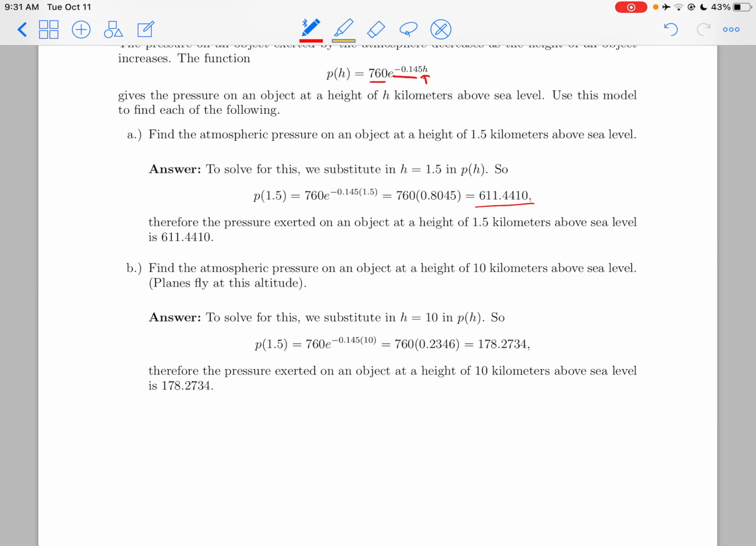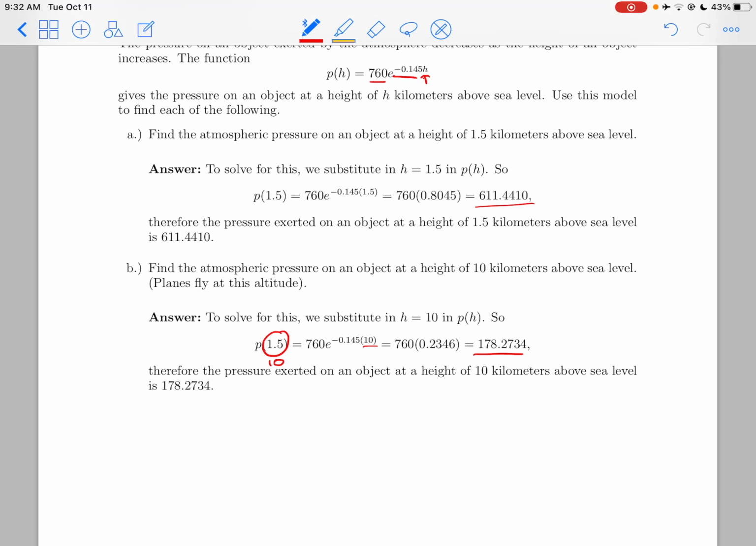The next part of the problem says to find the atmospheric pressure on an object at a height of 10 kilometers above sea level. Again, this is the same thing as before. There is a typo here. That should be 10, not 1.5. They've plugged in h is equal to 10, so I'm looking at what happens at 10 kilometers above sea level, and I get 178.2734.